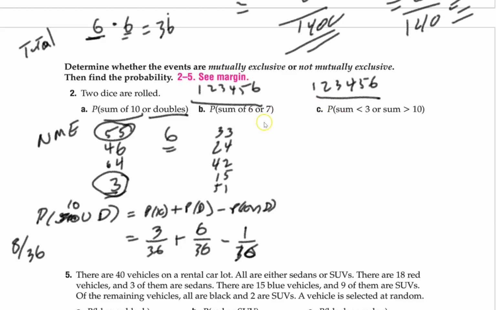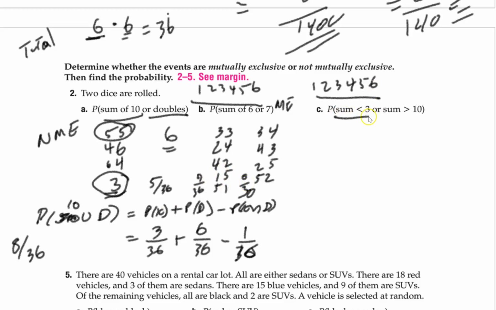I'm getting a sum of 7. 3, 4. 4, 3. 2, 5. 5, 2. Now if you notice, they have nothing in common. So I can do the exact same formula. This would be 5 out of 36. This would be 4 out of 36. And then they have nothing in common, so 0 out of 36. So these are mutually exclusive. I just do 5 plus 4, or whatever I got, and add them up.